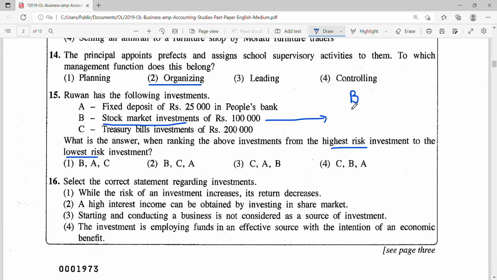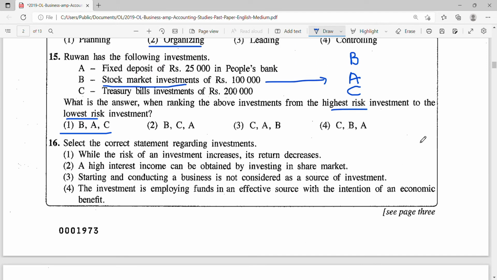Next, between fixed deposit of People's Bank and treasury bills investment. You know, treasury bills are issued by the government. So it has the absolute government guarantee as well. So that's one of the safest instruments. So that will be the instrument with the lowest risk. So in between you will have the fixed deposit. So the correct order is BAC. So here the correct answer is answer 1.